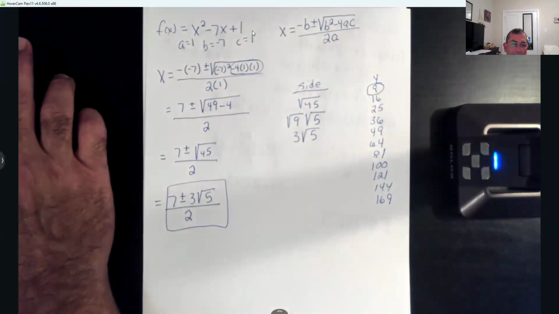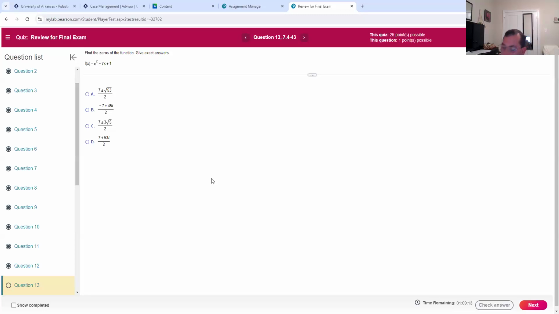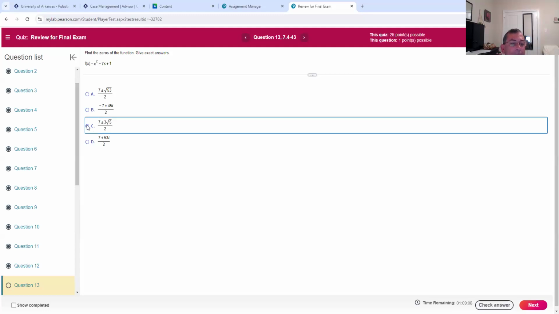So we need to see if that answer is one of their 4 choices. You know, that'd be C right there: 7 plus or minus 3 square root of 5 over 2. Now, the only way you can get B and D type answers with that i is if you ended up with a negative under that radical when you simplified everything, okay? So that's the trick on using that quadratic formula.